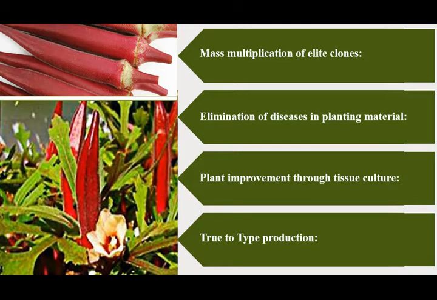The next is the true to type production. That is, through tissue culture, you can produce the same clones of the plants in large number. Now here you can see this is a red okra plant, and these red okra plants can be produced in large numbers by taking a small piece of the tissue and producing a large number of plants, and all those plants will be showing the same characters, the same physiological characters, the same anatomical characters, and the same phenotypic characters. Hence, through tissue culture, you can obtain true to type production.